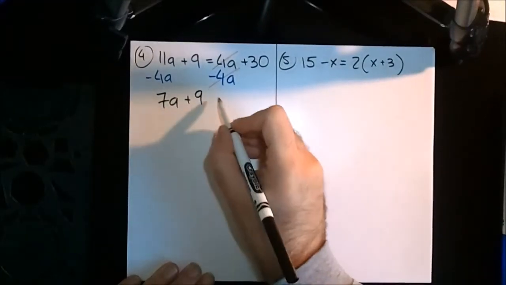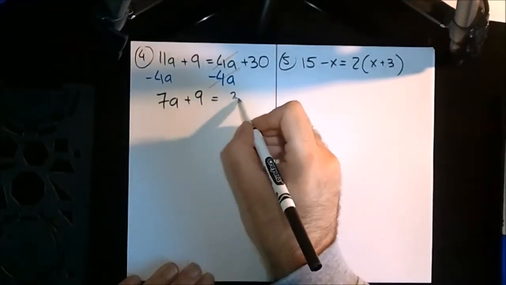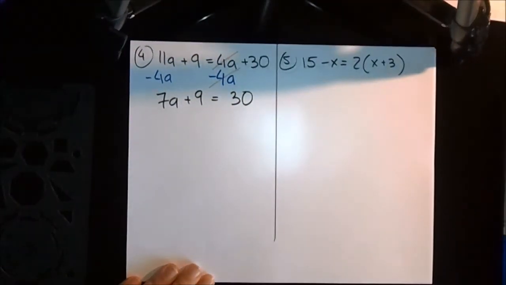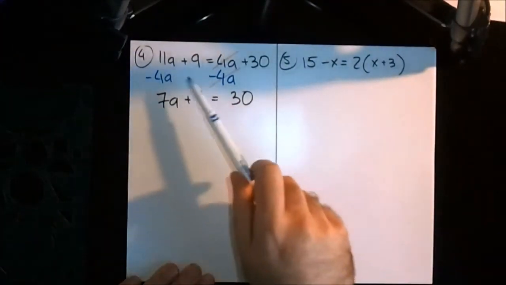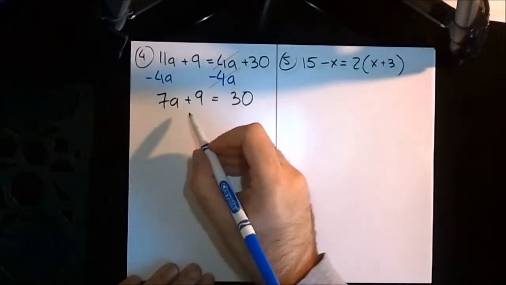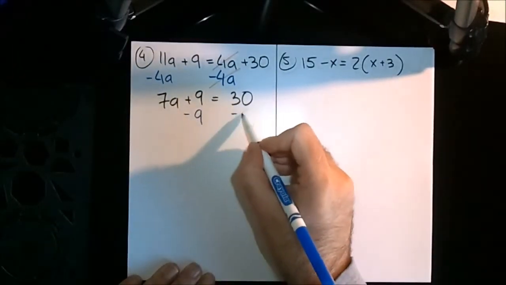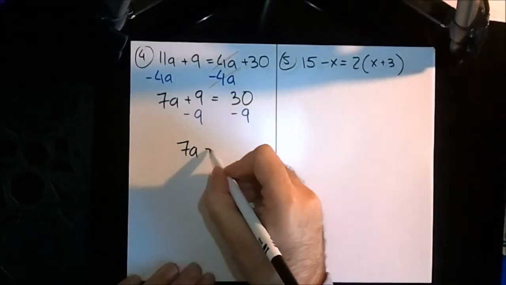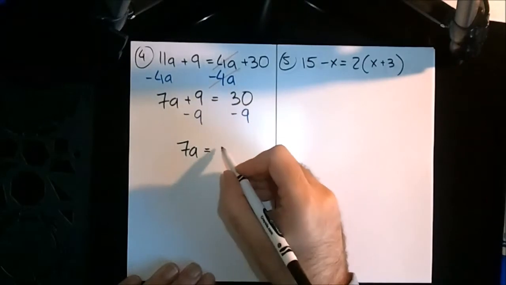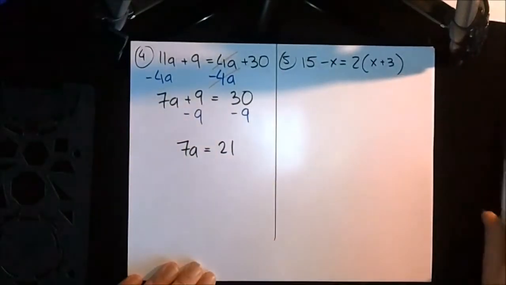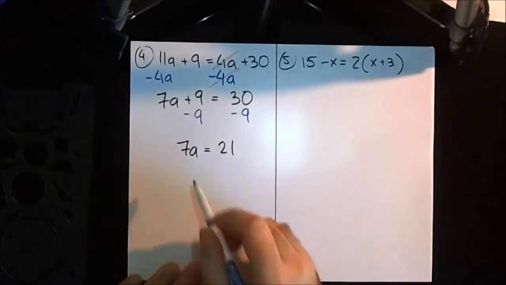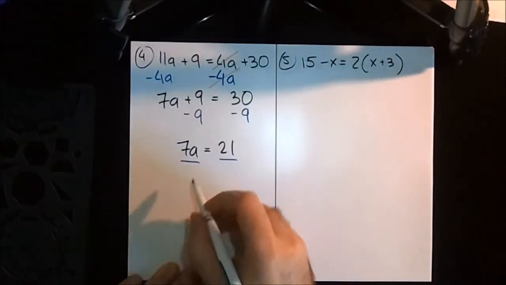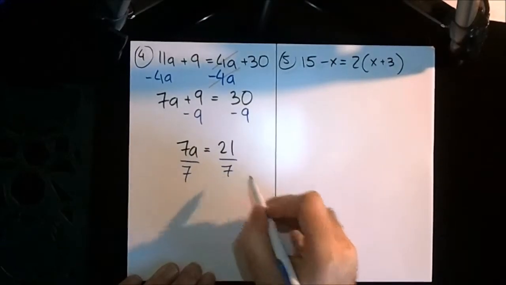Plus 9, the 9 comes down. And here I just have a 30, a positive 30. I'm not going to write the plus in front of it. Then it's a two-step equation. Get rid of the plus 9 first by doing minus 9 on both sides. 7a equals 21. And then get rid of this times 7 by doing the opposite, which is divide by 7 on both sides, of course.